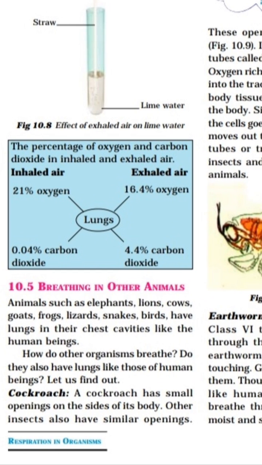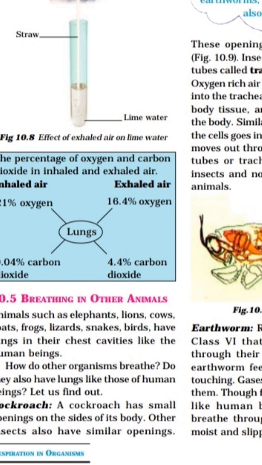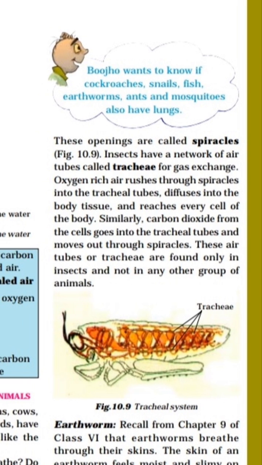First one, cockroach. A cockroach has small openings on the sides of its body. Other insects also have similar openings. These openings are called spiracles. They have spiracles on their body.